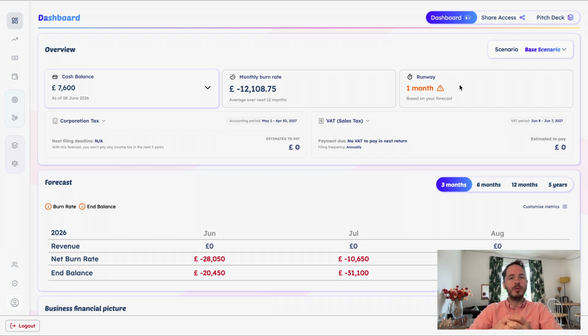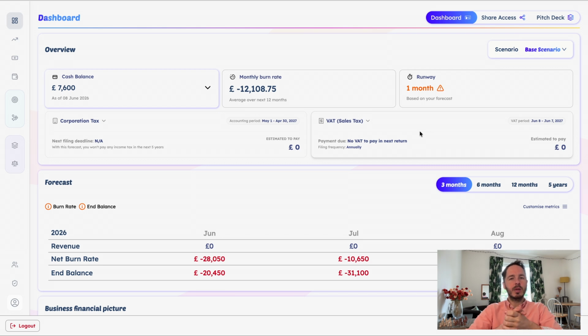Below that, you've got two more really useful panels, corporation tax and VAT. The model has already worked out that based on this forecast, the business won't owe any income tax in the next 5 years because it's not profitable yet. Same with VAT, as we didn't add any throughout our series. We will see here everything you need to know about the next payments and deadlines so you never get caught off guard.